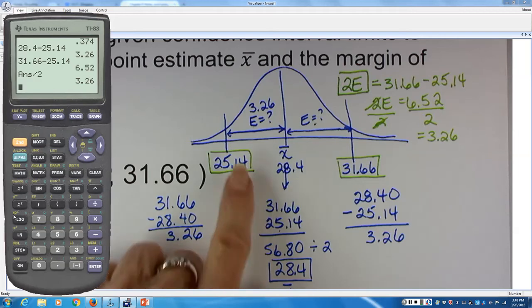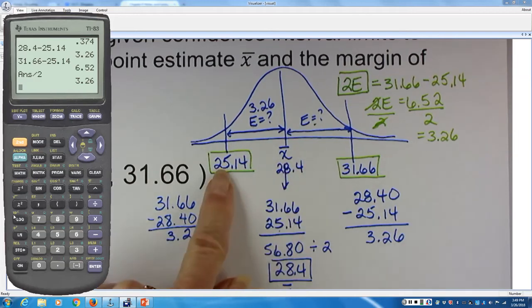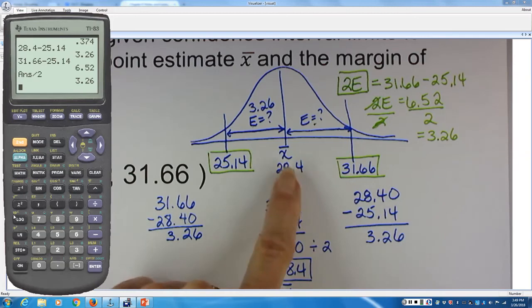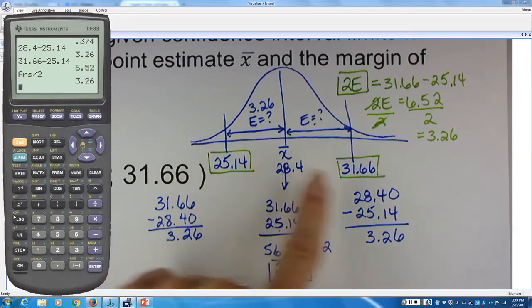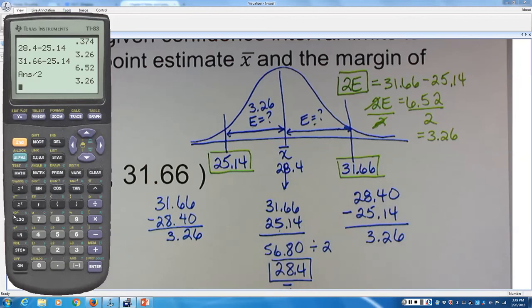So the margin of error is the distance from the middle down to the lower value. It's also the distance from the higher value down to the middle. Or it's the distance from the low to the high, and since that's 2 margins of error, find the difference between those 2 numbers and then cut that in half. You'll get the same thing every different way you do it.